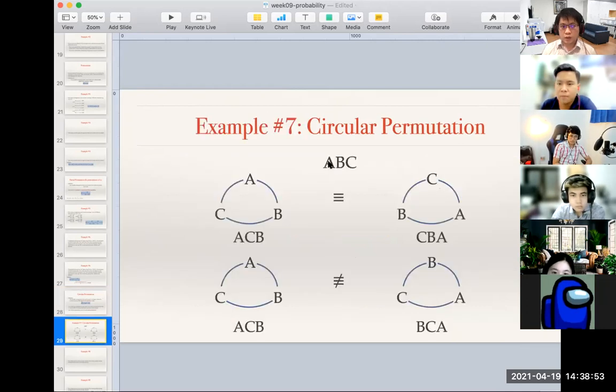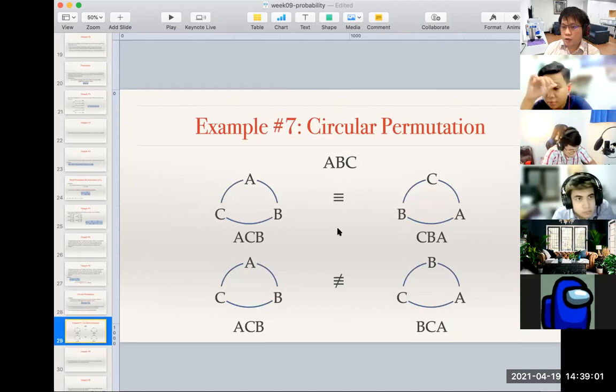So here I give you another example. Let's say like earlier, I have 3 characters, 3 alphabets A, B, and C. I will ask you to arrange these 3 characters in a circular permutation. Let's say I arrange it like this: A on top of the circle, B on the right bottom, and C on the left bottom. For this specific permutation, it will be called ACB.